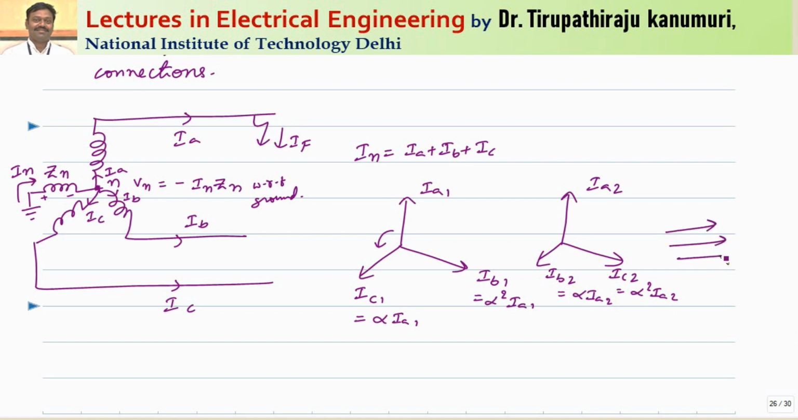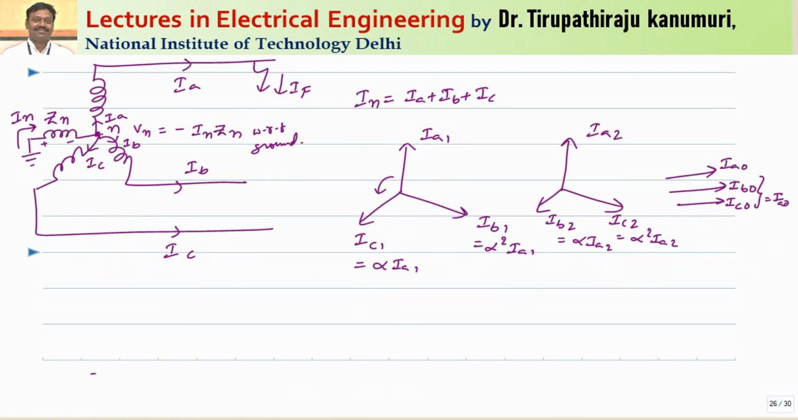Now coming to the zero sequence component, we have seen in the last class, this is IA naught, this is IB naught and IC naught. These are all equal to IA naught only. So zero sequence components are the same. Now I can represent the values of IA, IB, IC. From this diagram, I can write IA is nothing but IA1 plus IA2 plus IA naught.